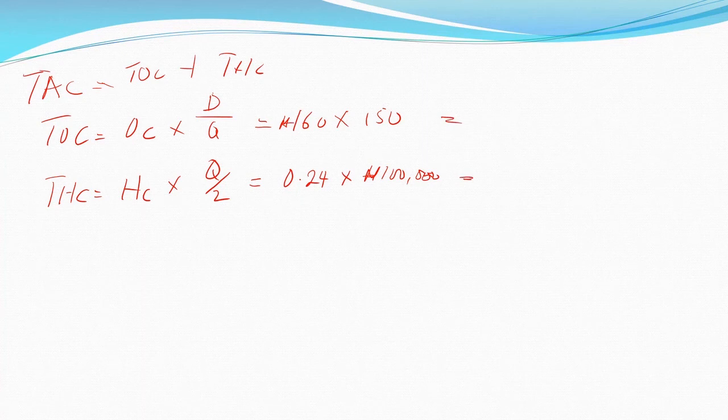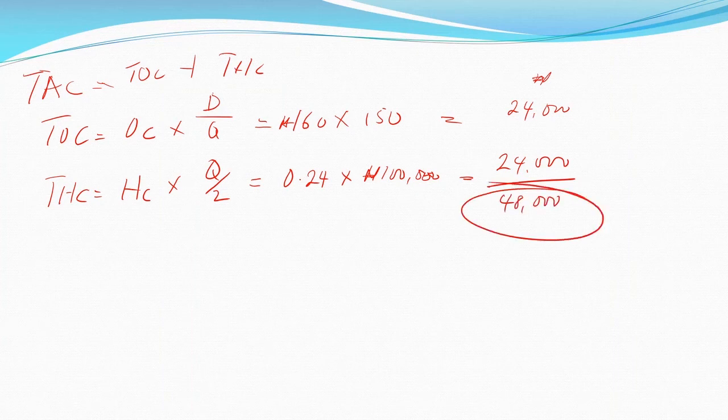So 160 times 150, what do we have? 24,000. So that means our annual cost is 48,000. So if you notice everything we've done, same thing with EOQ. The only difference is treating cash as if it is inventory. So once you understand EOQ, you understand the Baumol model.